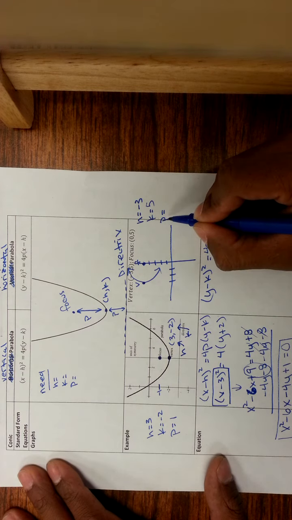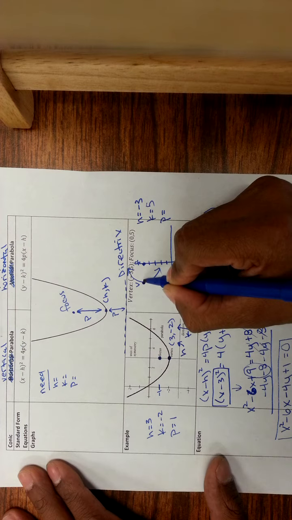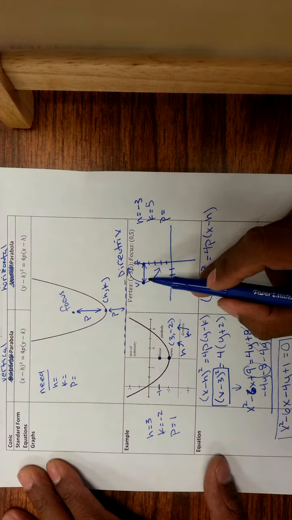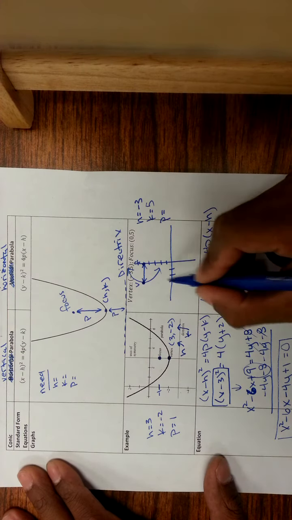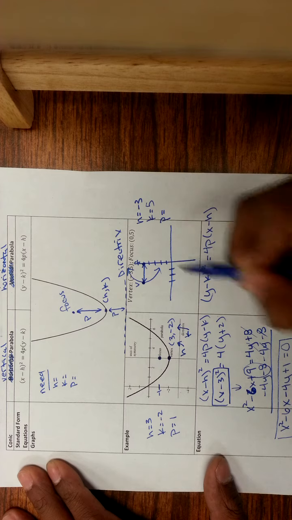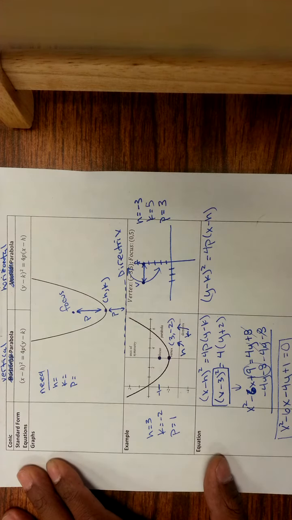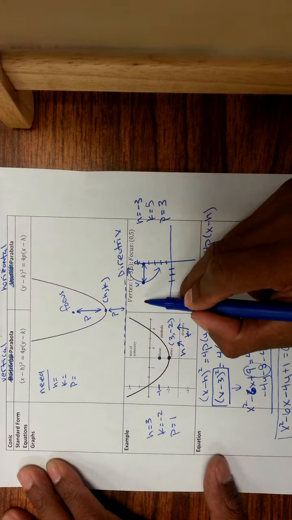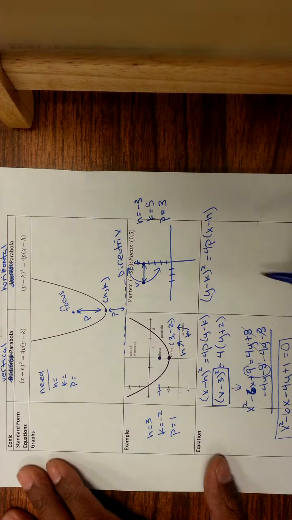p is the distance from the vertex to the focus. So here's my vertex. Here's my focus. Because I went right to get to my focus, it is going to be a positive 1, 2, 3. So my p-value is positive 3. If my focus was the other direction, it would be a negative 3. So make sure you are very careful with your p-value.